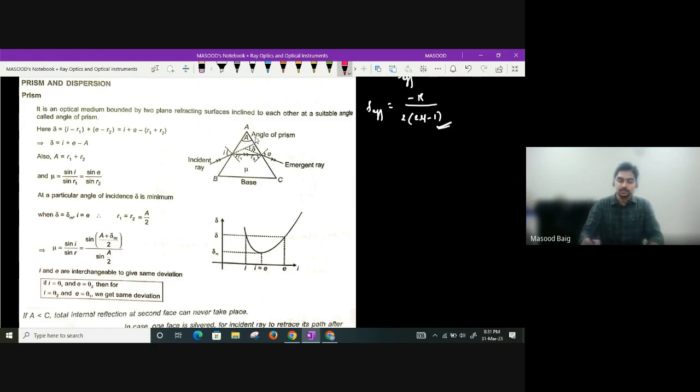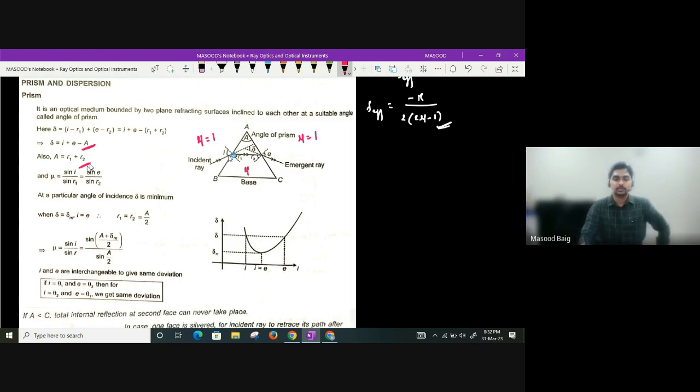By geometry, I will get the deviation produced in the ray as I plus E minus A. A value will be R1 plus R2, and for the refractive index, you can apply Snell's law here, guys. Imagine the surrounding medium to have a refractive index 1, and the prism is made up of a material whose refractive index is mu.